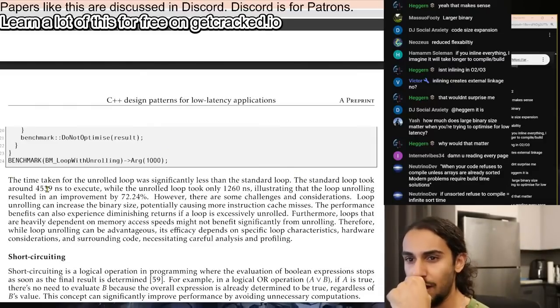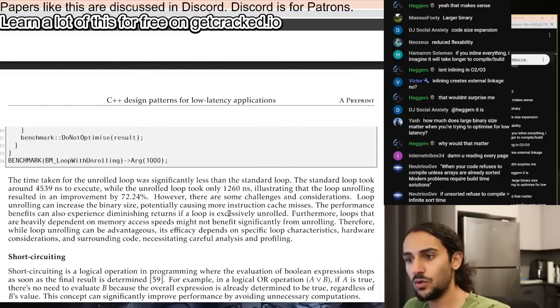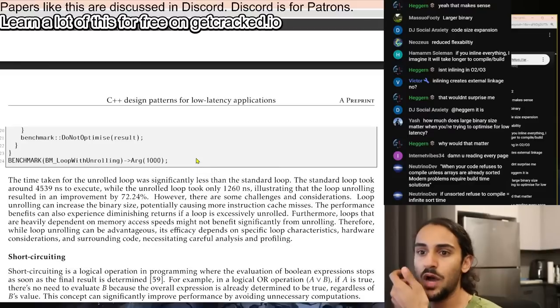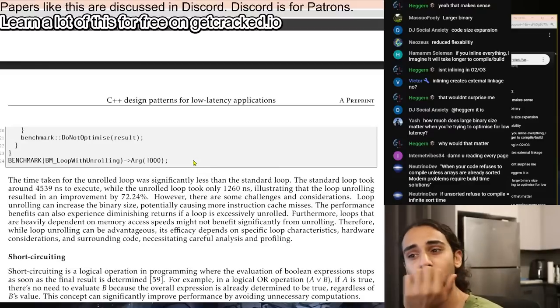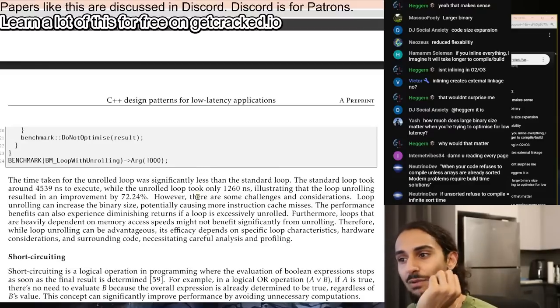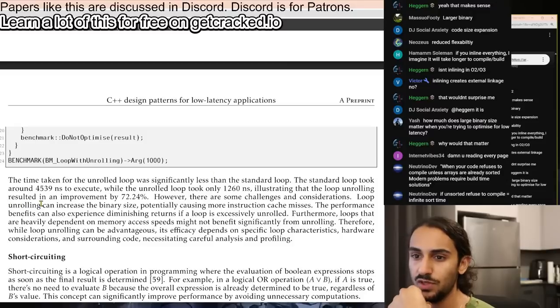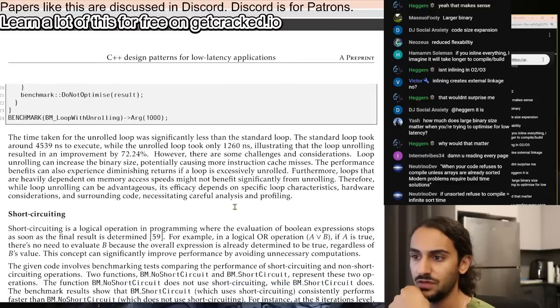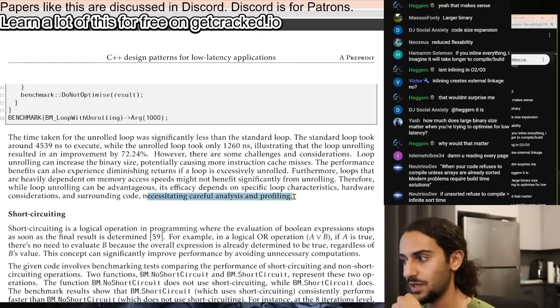The standard loop took around 4,500 nanoseconds. The unrolled loop only took 1,260 nanoseconds, illustrating that the loop unrolling resulted in an improvement of 72.24%. However, there are some challenges and considerations. Loop unrolling can increase the binary size, potentially causing more instruction cache misses. The performance benefit can also experience diminishing returns if a loop is excessively unrolled. Furthermore, loops that are heavily dependent on memory access speeds might not benefit from significantly unrolling. Right, everything's a trade-off that necessitates careful analysis and profiling.